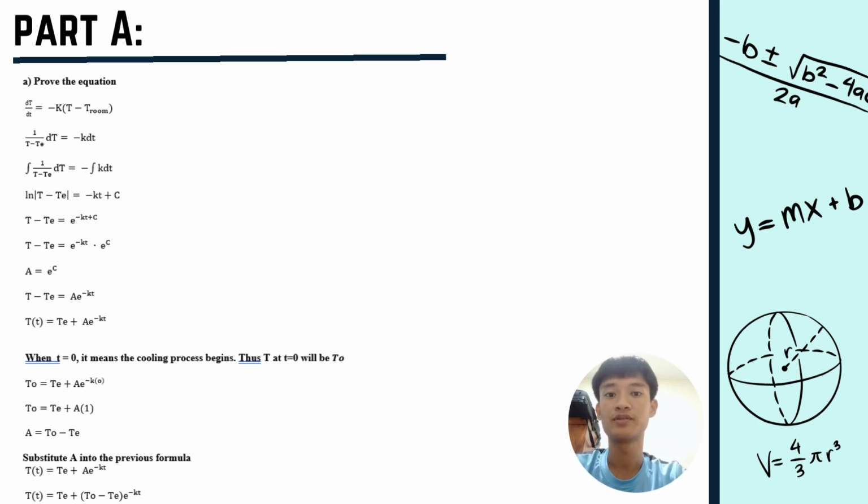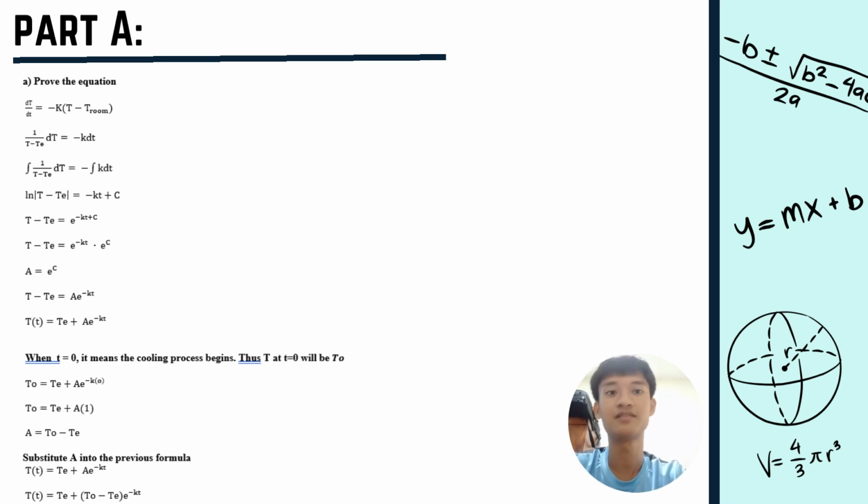So we know that A equals T initial minus T environment. Once we get this, we can substitute back into the original formula that we got earlier, and then we get T of time equals T environment plus T initial minus T environment multiplied by e to the power of negative Kt.